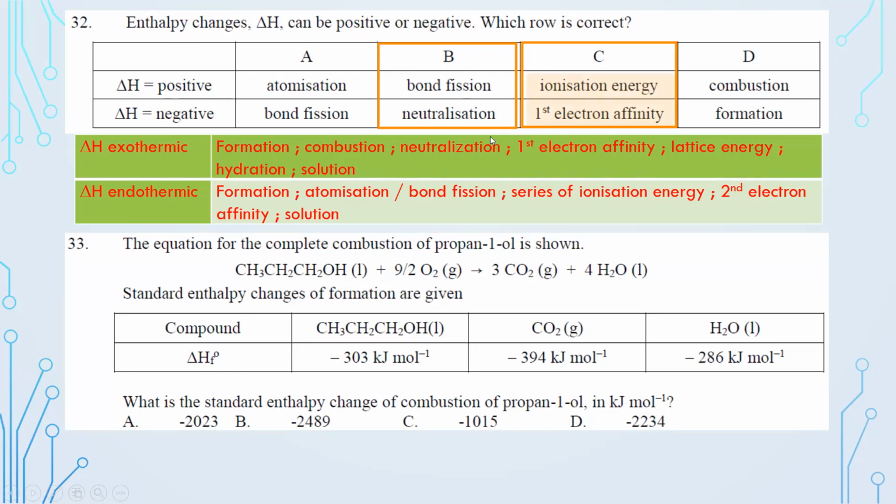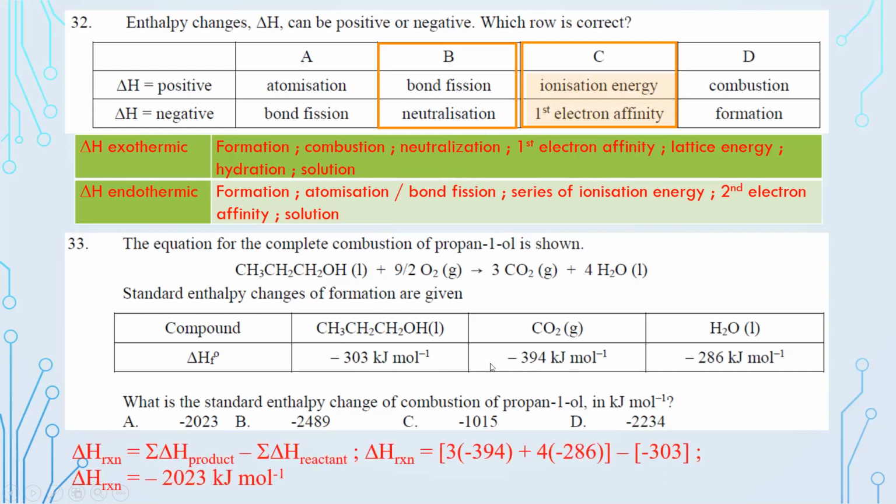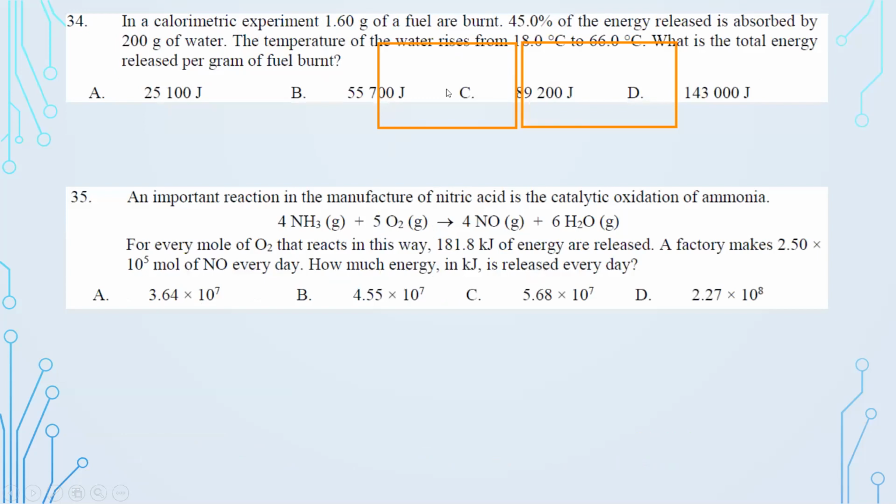33. The equation for the complete combustion of propan-1-ol is shown below. Standard enthalpy change of formation is given below. Which of the following could be the enthalpy change of combustion for propan-1-ol? You can use total enthalpy change of the products minus total enthalpy change of the reactants. So straight away apply the formula: 3 times CO2 plus 4 times H2O minus negative 303, which is the formation for propan-1-ol. Press your calculator, you get your answer as 2023. Very straightforward. Okay, so that is for question number 33. Then we go to number 34.